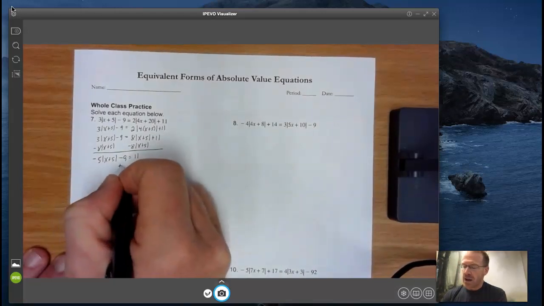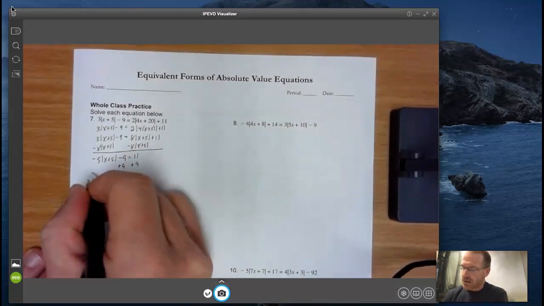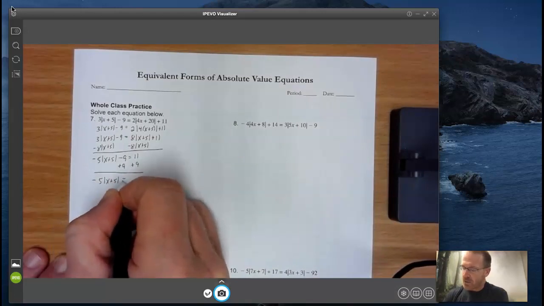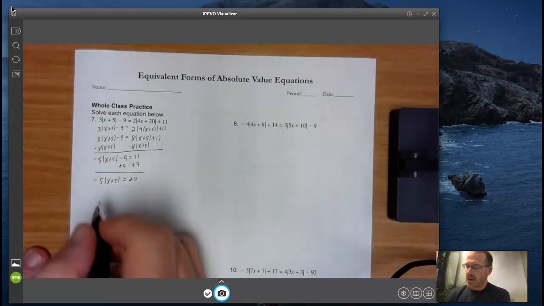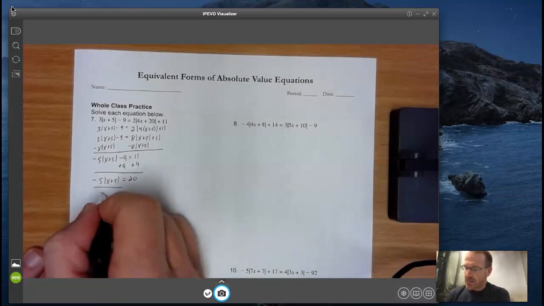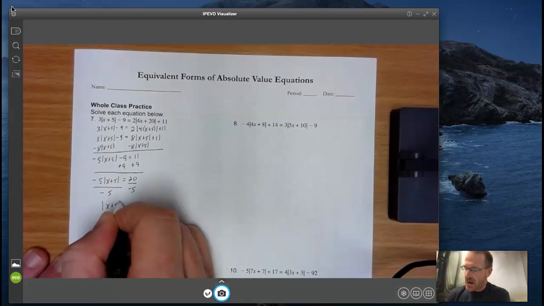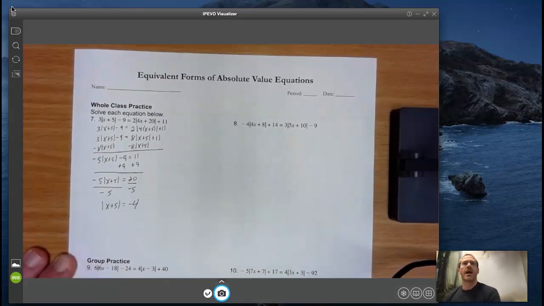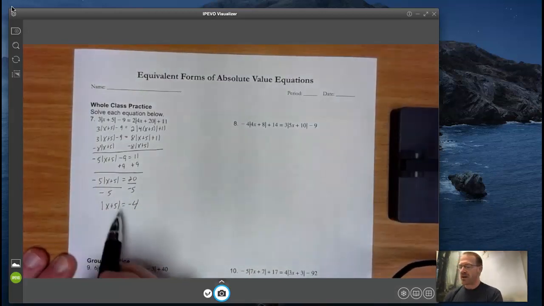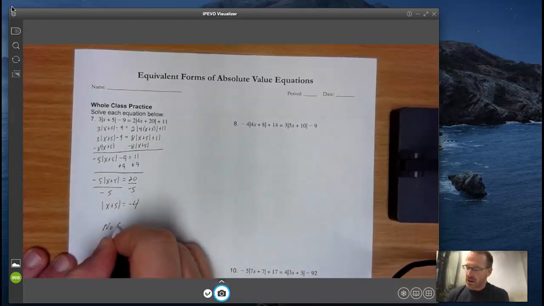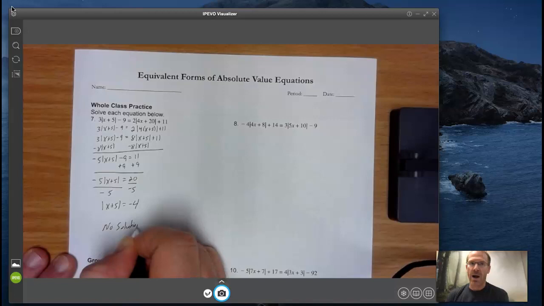I can add 9 to both sides. So negative 5 times the absolute value of x plus 5 equals 20. I can divide by negative 5 on both sides. I get the absolute value of x plus 5 equals negative 4. And what do we know about an absolute value? It can never equal a negative number. So what I now know is that this is a no solution problem.